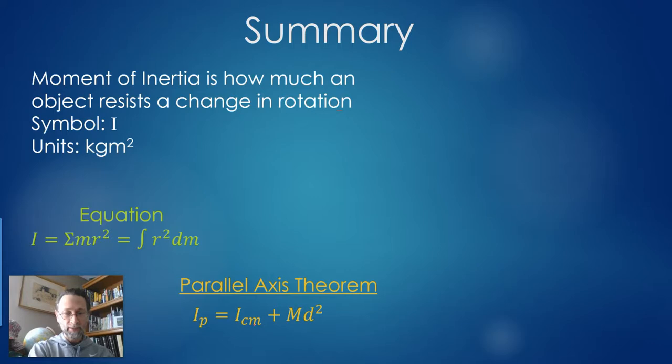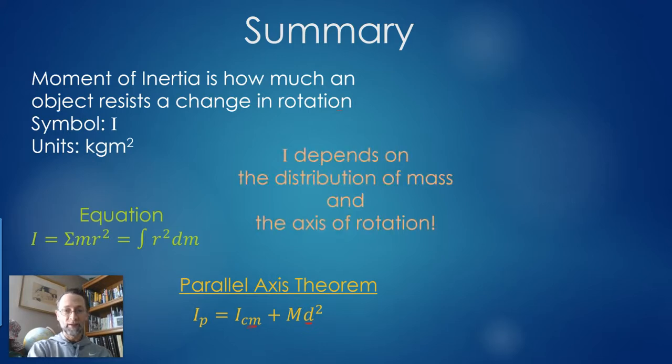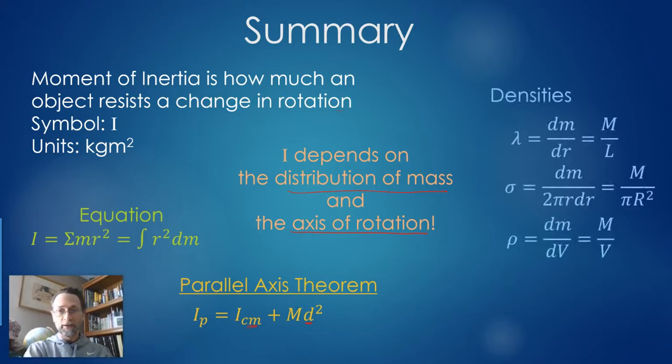You can use the parallel axis theorem if you know what the center of mass moment of inertia is. Remember that this d, the major idea, is the offset from the center of mass to the new axis that it's rotating around. The I depends on the distribution of mass and the axis of rotation. That's your M and your R value. That's what you would have to know for those. And then if you're talking about densities, this line density is dm over dr, or the total mass over the total length. Same thing for area density. You have dm over dA, or the area 2 pi r dr, or the total mass over the total area.